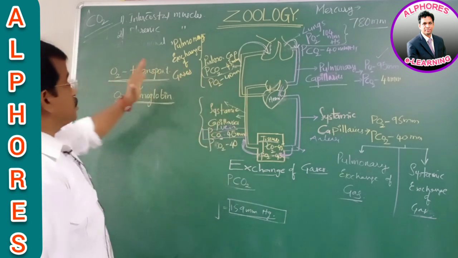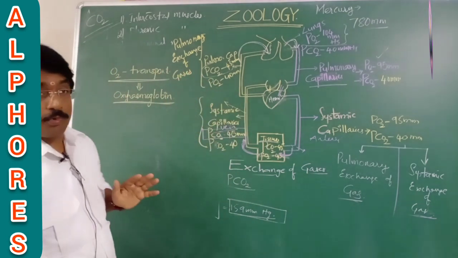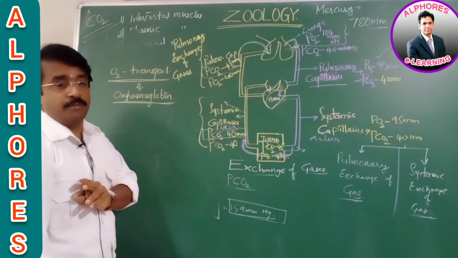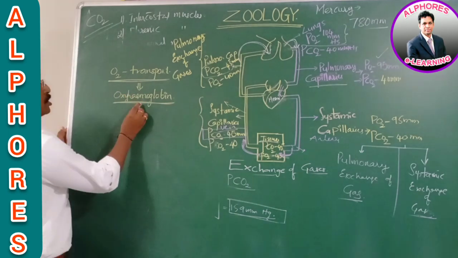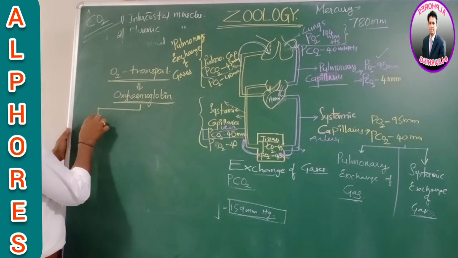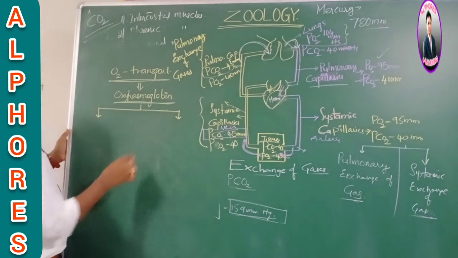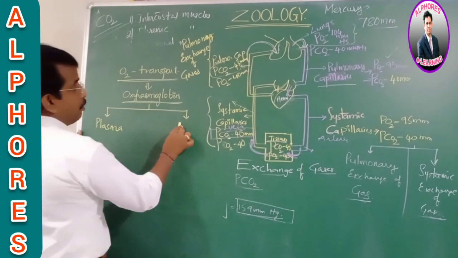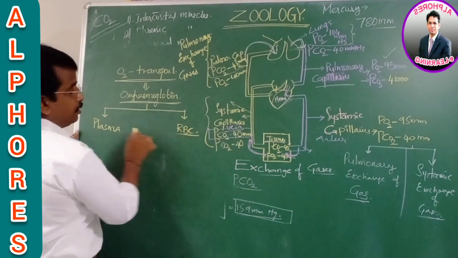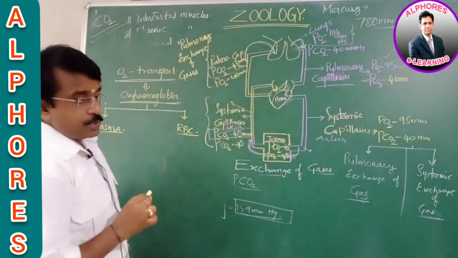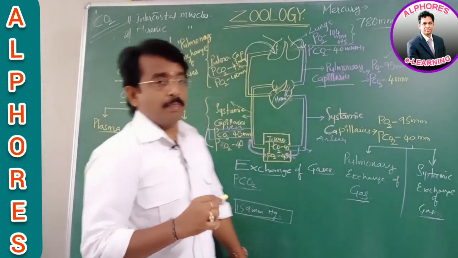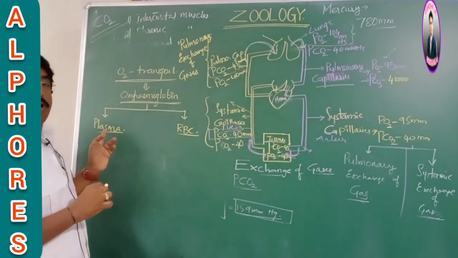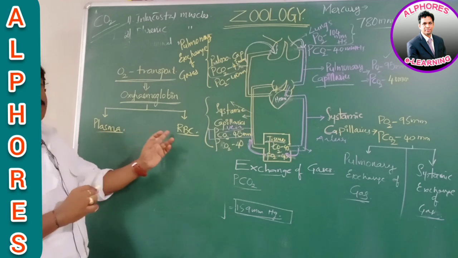Let's come to the discussion of O2 transport. O2 transport is in a compound form, oxyhemoglobin, and it is by two ways, one through plasma and the other through RBC. I repeat, the oxygen transport is in the compound form oxyhemoglobin, by two ways: plasma and RBC.